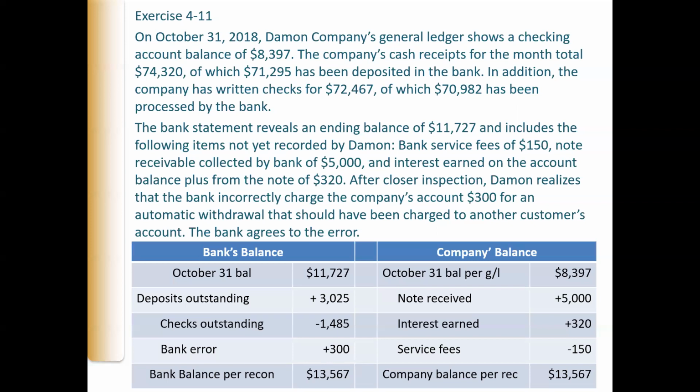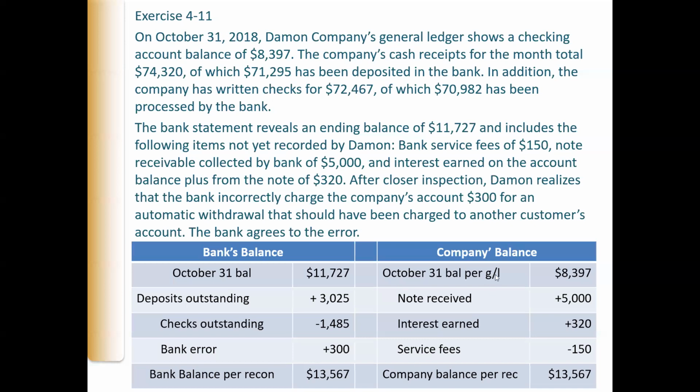Now for the company side, we're going to add the note received by the bank of $5,000. We'll add the interest earned of $320. And we'll subtract the service fee of $150. And guys, do you see our bank balance per reconciliation is the same as our company balance per reconciliation? $13,567 for both sides.